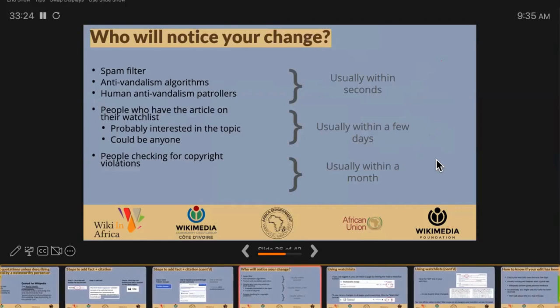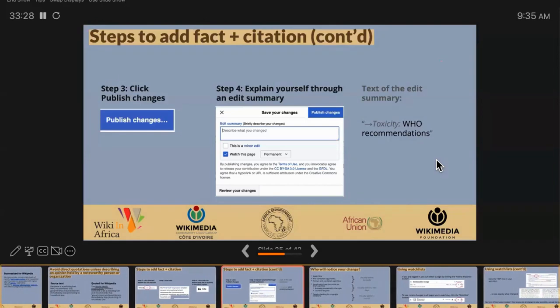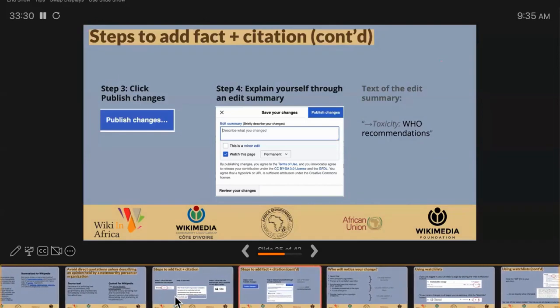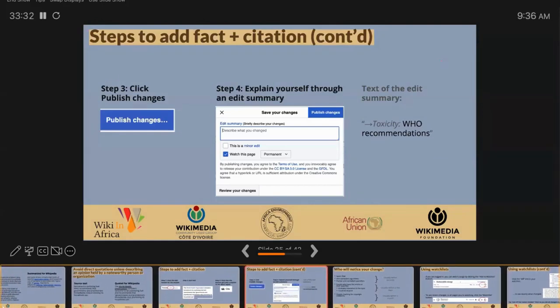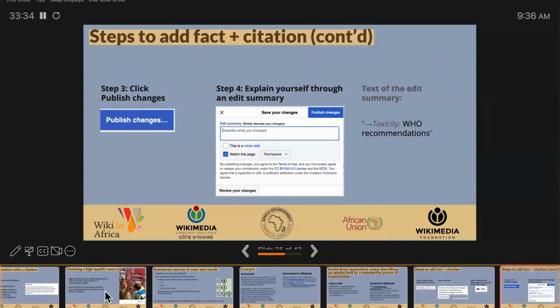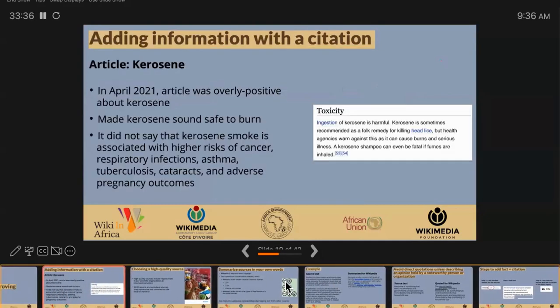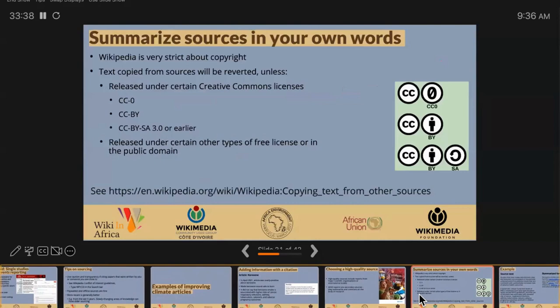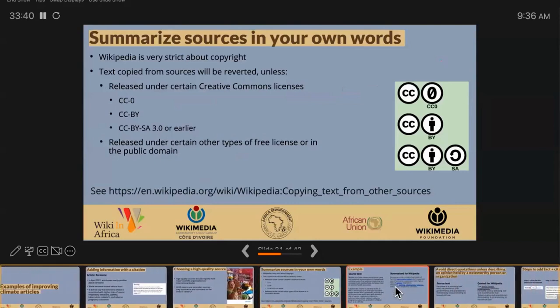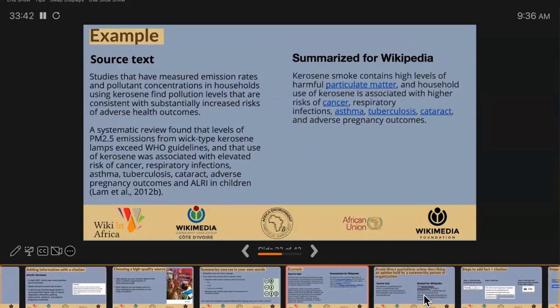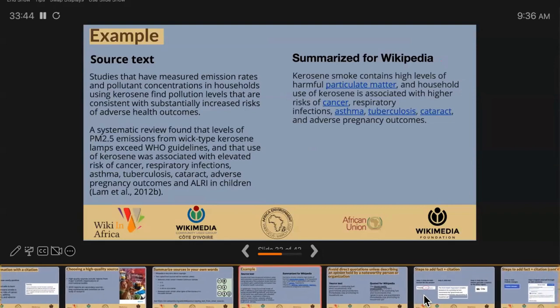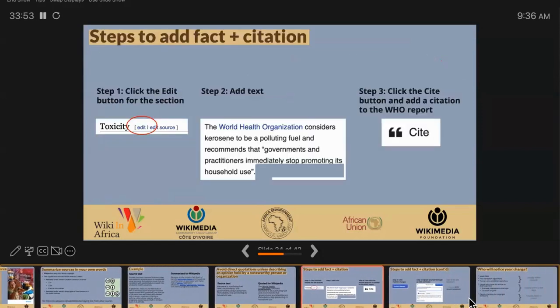Now, I want to talk a bit about what we've done so far. So the steps here, back to noticing a problem, choosing a source, summarizing the source, writing it up, that is a really long amount. That is a lot of work to do. And actually putting it into Wikipedia is quick, okay?